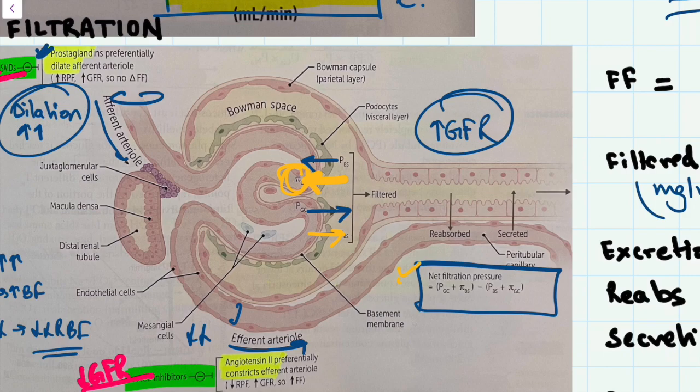So if you talk about the net filtration pressure, right, all the arrows towards this side are added and this side are subtracted. Okay. So this is PGC. Right. So the net pressure would be PGC plus pi BS minus PBS plus pi GC. Okay. So the net would be hydrostatic pressure of glomerulus plus oncotic pressure of Bowman's space minus hydrostatic pressure of Bowman's space plus oncotic pressure of the glomerulus.